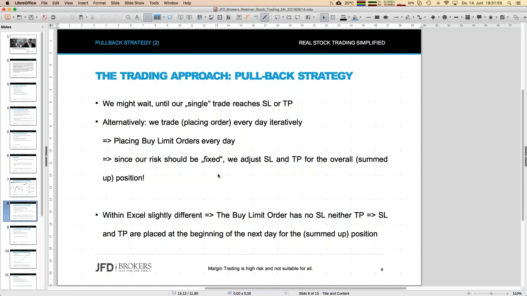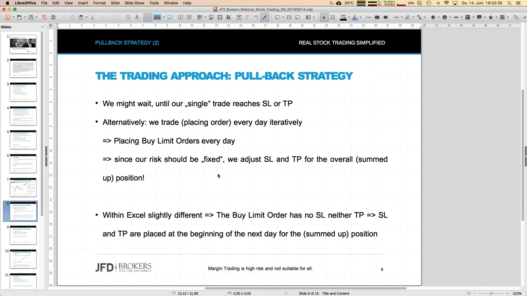During the day, the buy limit order does not have a stop loss, neither a take profit. If that order is filled, okay, it runs. If we have already ongoing trades from previous days, they have a stop loss and a take profit, exactly how we did the calculation before. Maybe that part of our trade sequence is running into stop loss or take profit. Okay, that we can calculate. For the newly filled buy limit order, we do the stop loss and take profit calculation on the next day.